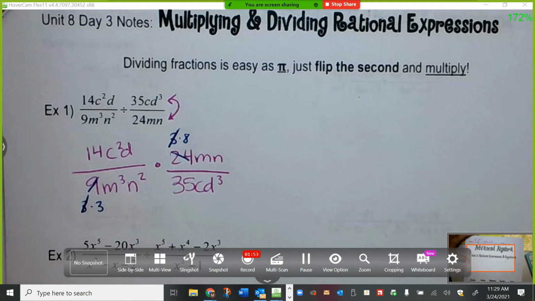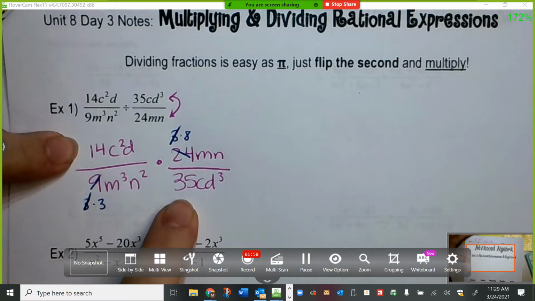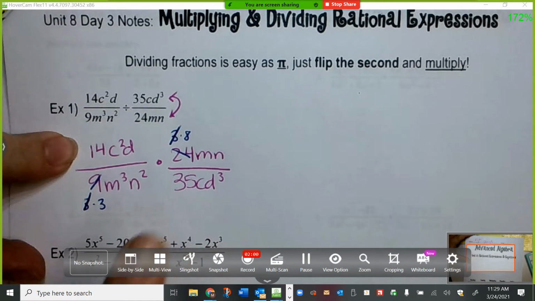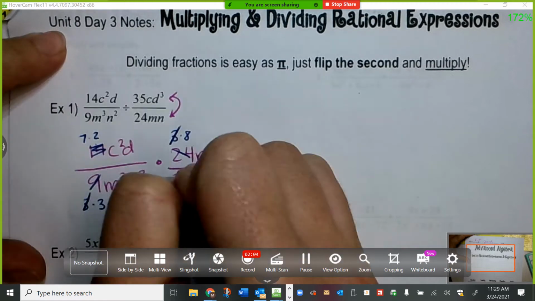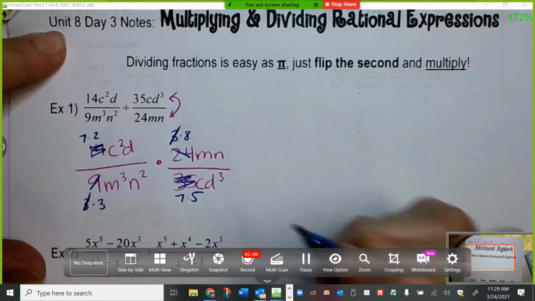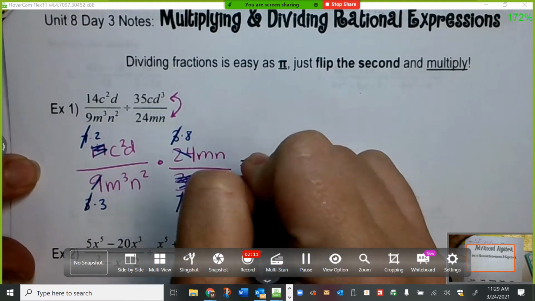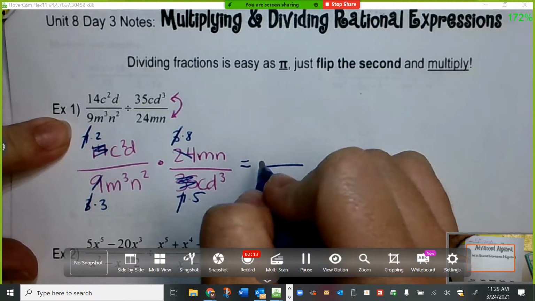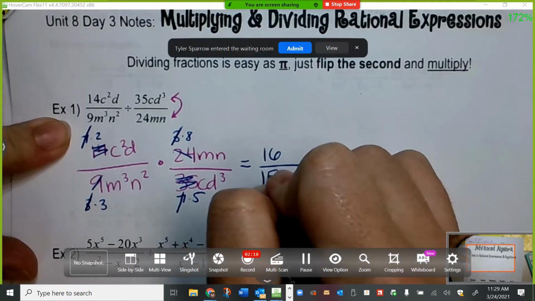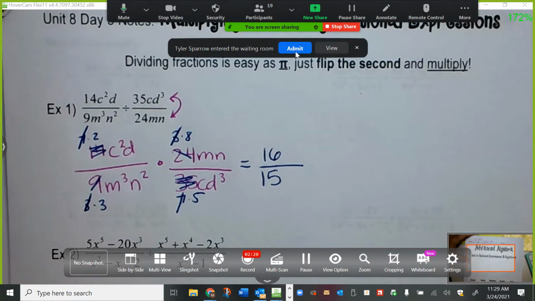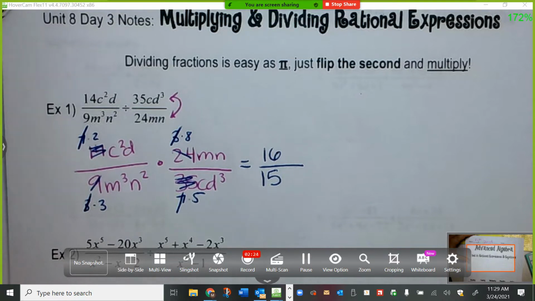What else can simplify number-wise, like 14 and 35? 7 goes into both of those, right? So this is 7 times 2, and this is 7 times 5. Therefore, the 7s cancel. Now we're just looking at our numbers. What's 2 times 8? And what's 3 times 5? Does 16 over 15 simplify? No, so we're good. We simplified the whole numbers as much as they can get.